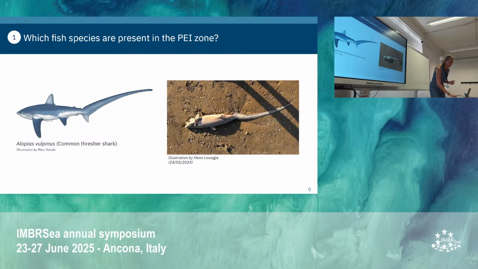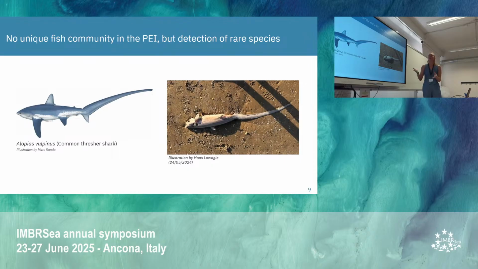So, with this baseline assessment, I can, again, conclude that there's no unique fish community occurring in the bay, but the detection of some rare species may be important for future conservation and management. So that's why it's very important to continue this integrated monitoring with eDNA and morphology, as changes in fish community may still happen as the development of the offshore wind farm proceeds.